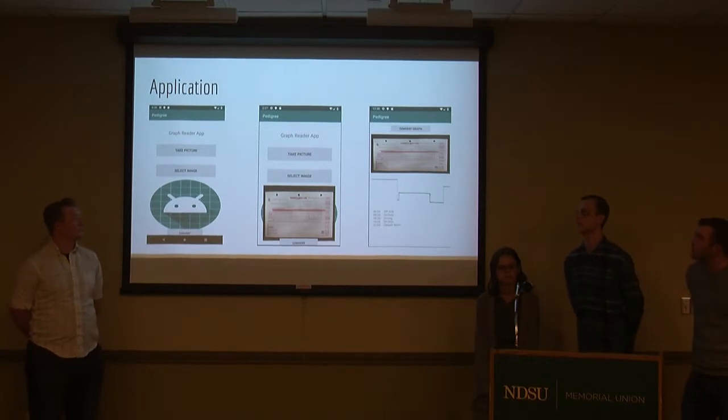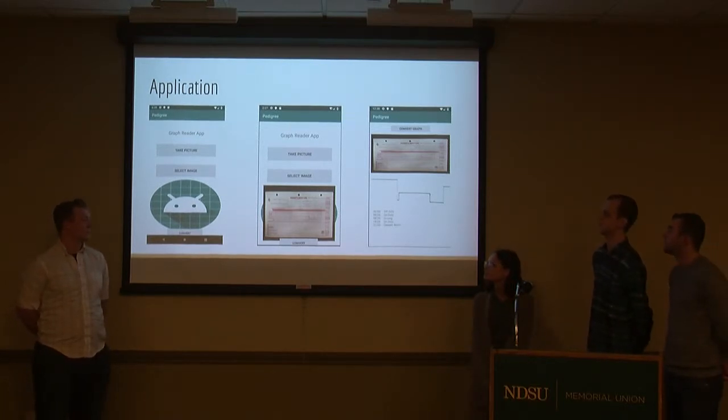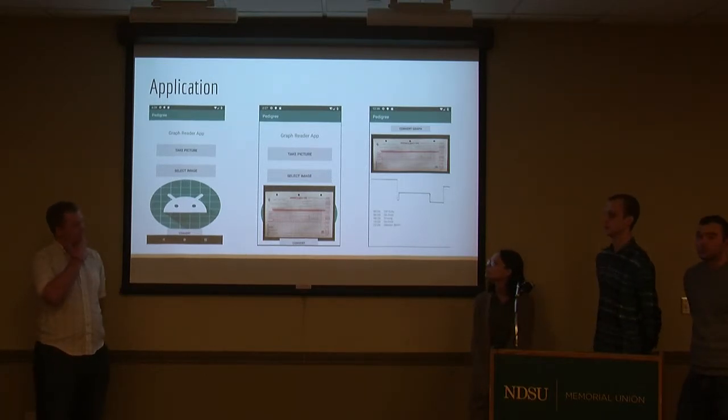This is a little view of what our UI looks like. Basically, you're allowed to take a picture with your phone or select an image, and it displays the image once you've selected it. You click convert, and then it shows the image to be converted. Once you hit convert graph, it'll show you what it looks like after it's binarized, and then a log of the data.